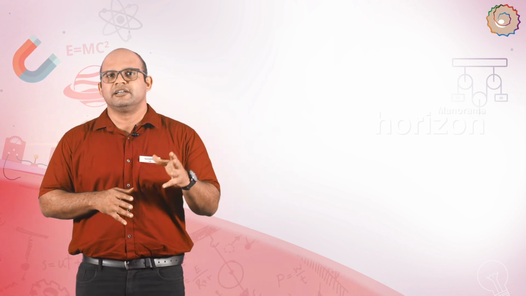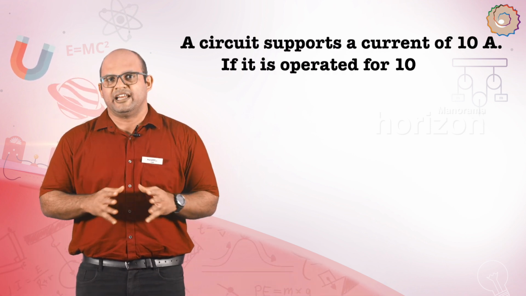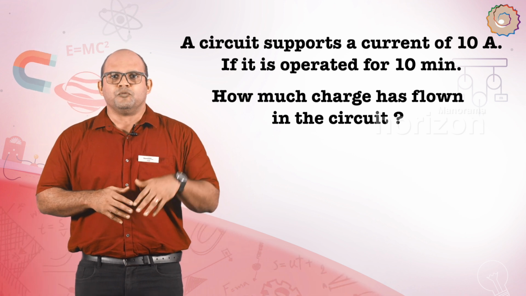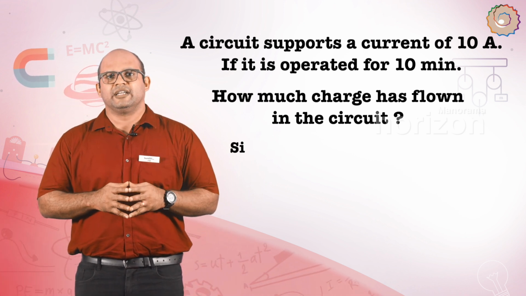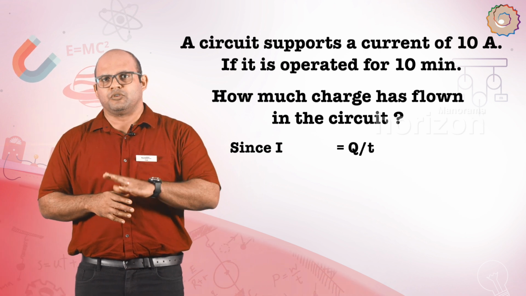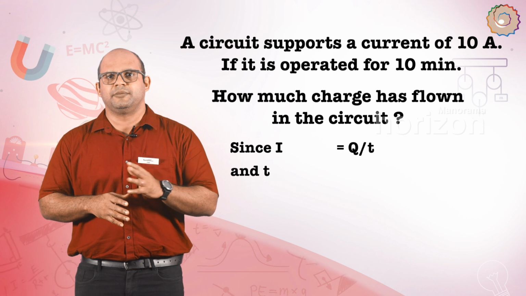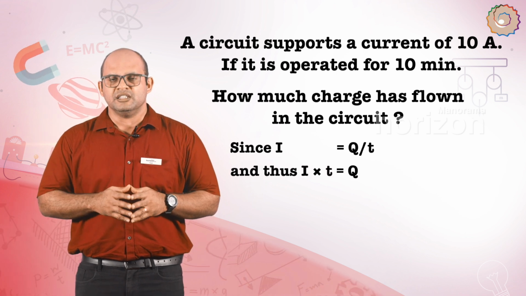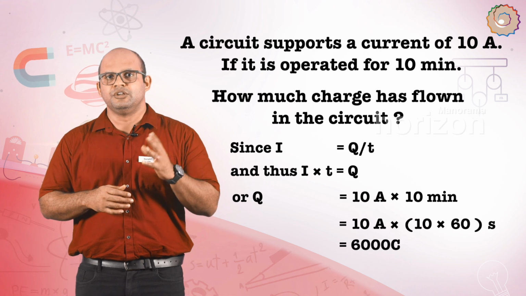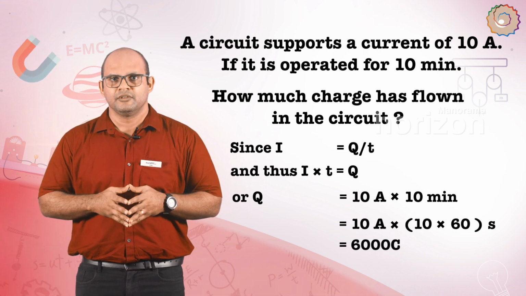Let us say a circuit supports a current of 10 amperes. If it is operated for 10 minutes, how much charge has flown through the circuit? From what we have just discussed, we know that I is equal to Q divided by t. If we were to transpose t to the other side, on the left, we can see that I multiplied by t gives us Q. Since t is equal to 10 minutes, which in turn is equal to 600 seconds, Q would be 10 times 600 or 6,000 coulombs.